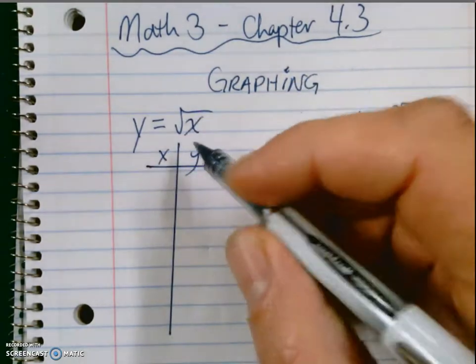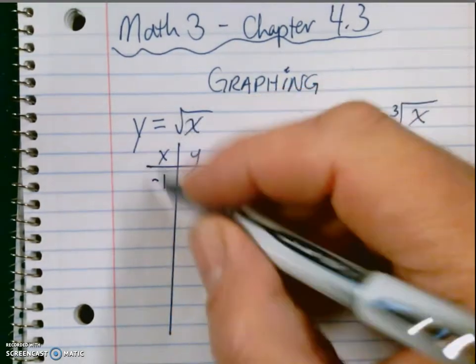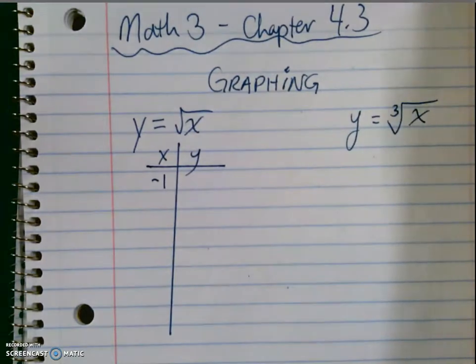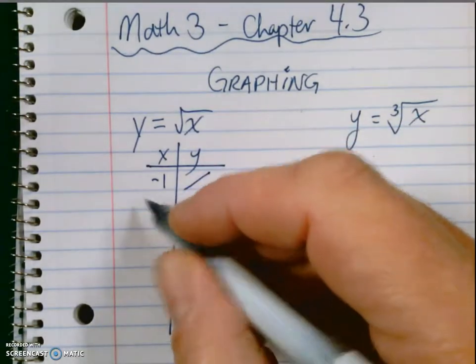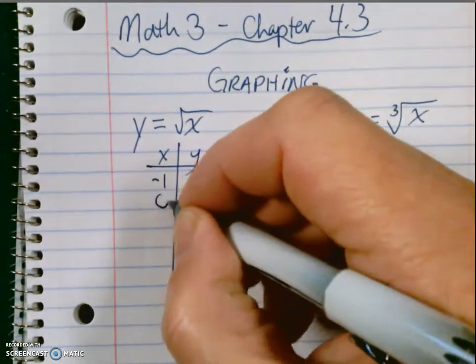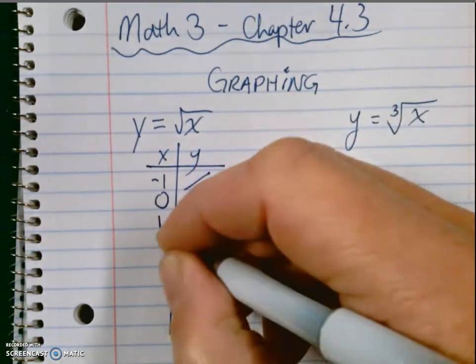Now, with this table of values, what happens is we cannot square root the negative 1. We cannot take the square root of negative 1 at this point. If you put it into your calculator, it will tell you math error. All right, we will get to that. There is an answer, but we're not going to talk about it right now. So what that means for our graph, we're going to start at 0, and then 1, and then 2.